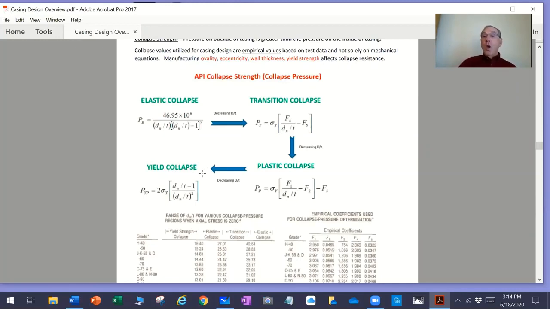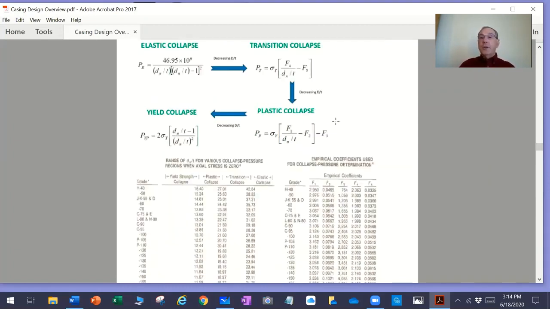You don't know necessarily which one of these equations applies. So what you can do, if you wanted to, would be to calculate all four values and see which one is the lowest value. Whichever one was the lowest value would be the controlling, limiting collapse value for that casing. But you don't have to do that.